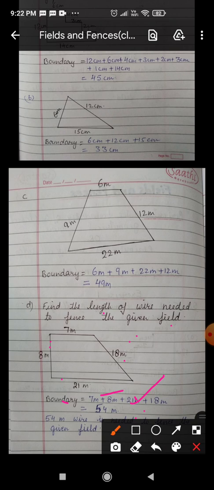Do practice of these sums and solve the questions that I have given.